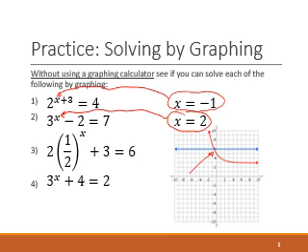The last problem, I hope if you did it, you saw that the graphs never cross. And so there's one thing to know about exponential equations. Sometimes there is no solution, because if the graphs don't intersect, then there's no solution.